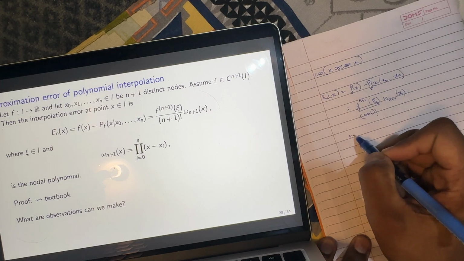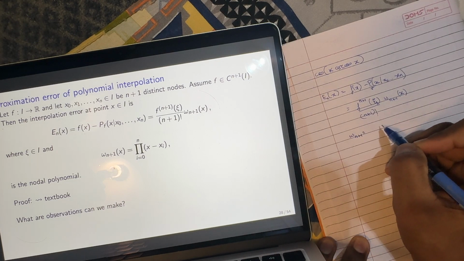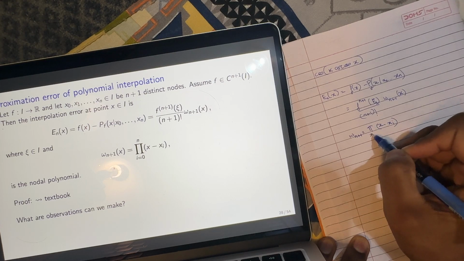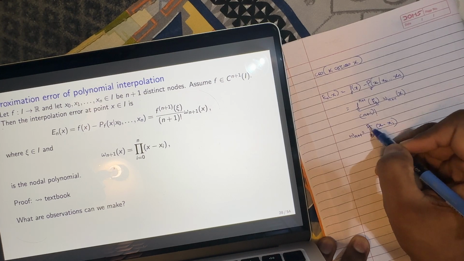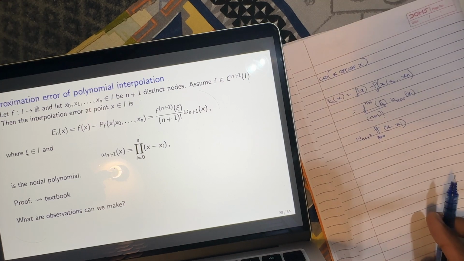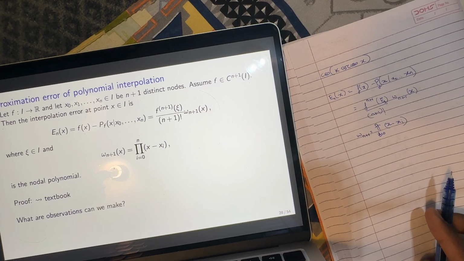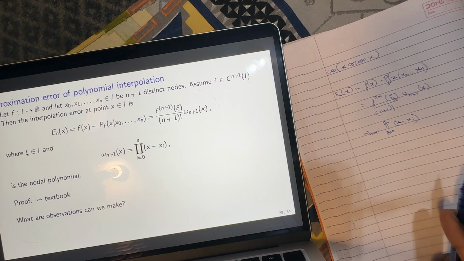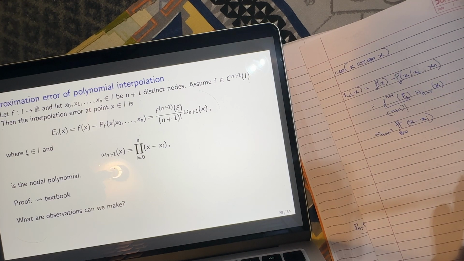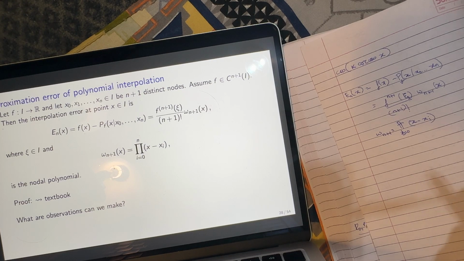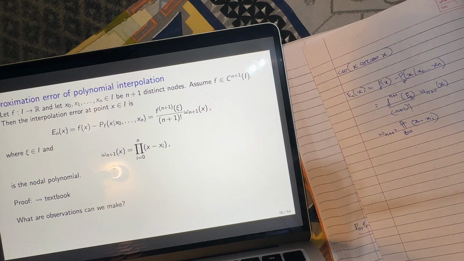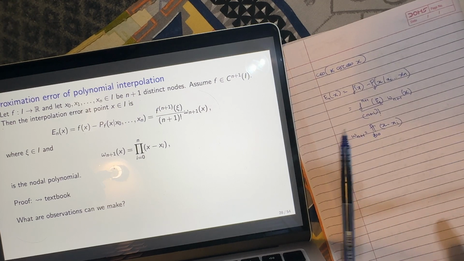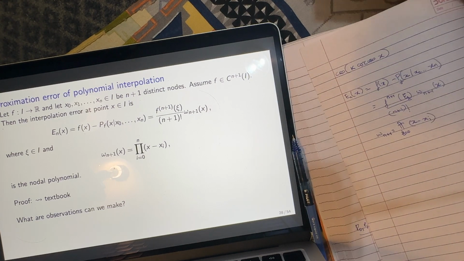where omega n plus 1 is the product of x minus xi. It's an n plus 1th degree polynomial which has roots at all of the interpolating points. So at interpolating points my error becomes 0 because omega is 0 at that point. Okay, what's the proof of this?